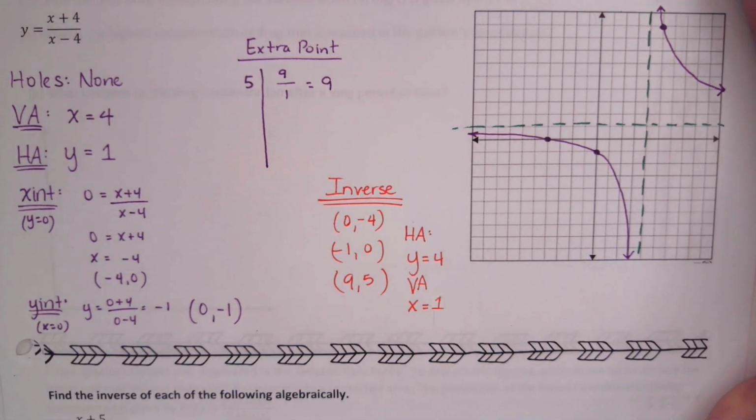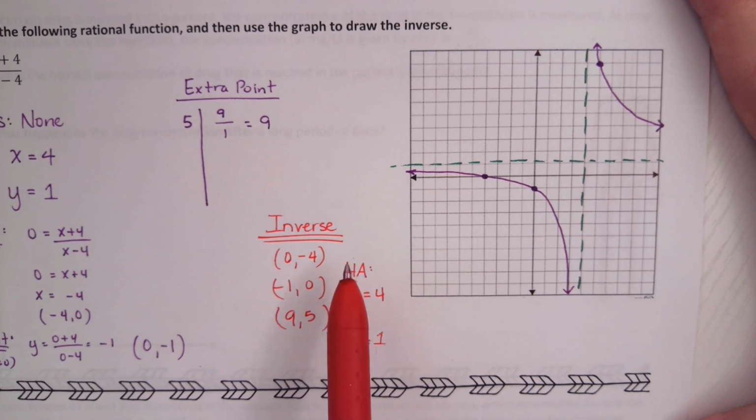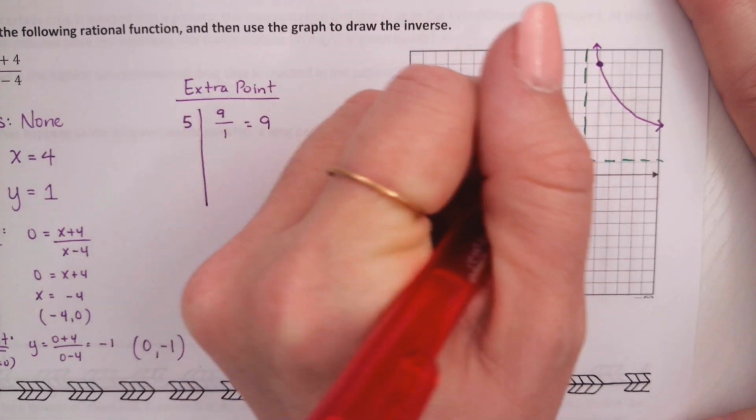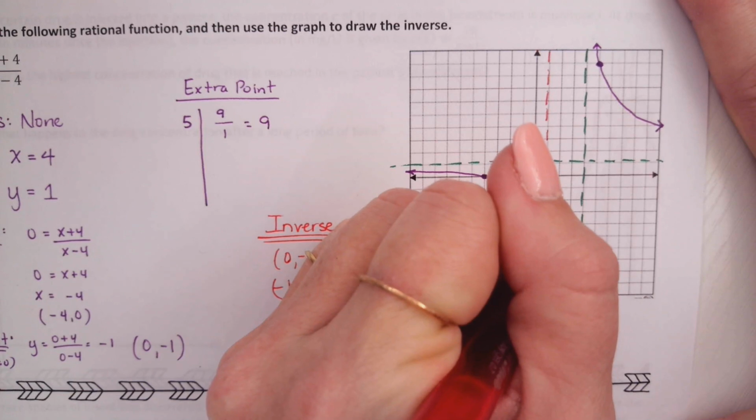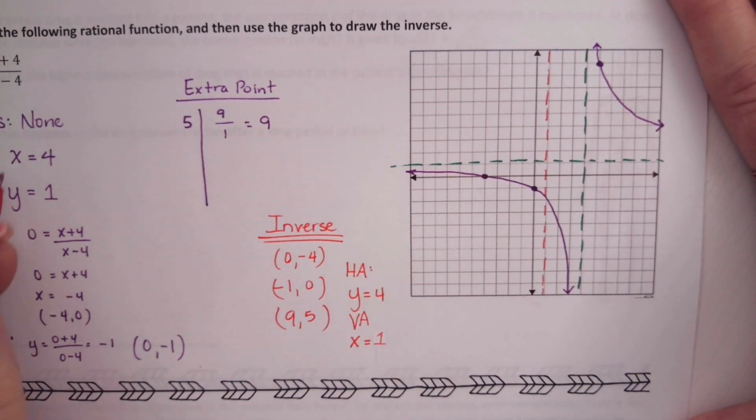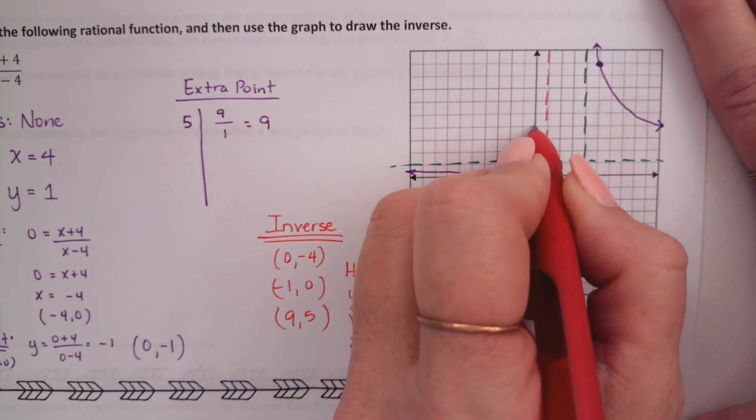All right, let's look at what that inverse would look like. I'm going to start by doing its asymptotes. It has a vertical asymptote at x equals 1. The graph is going to look interesting, aka messy. And it has a horizontal asymptote at y equals 4, because they basically swap. 1, 2, 3, 4.